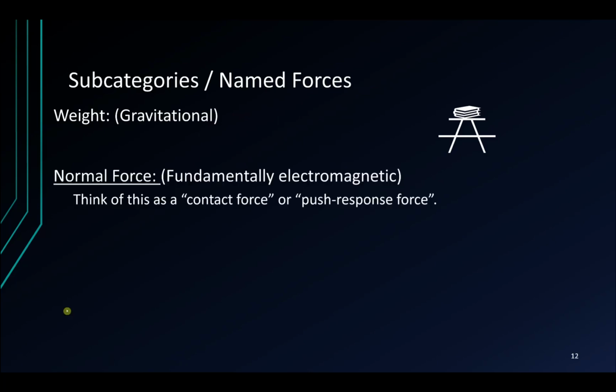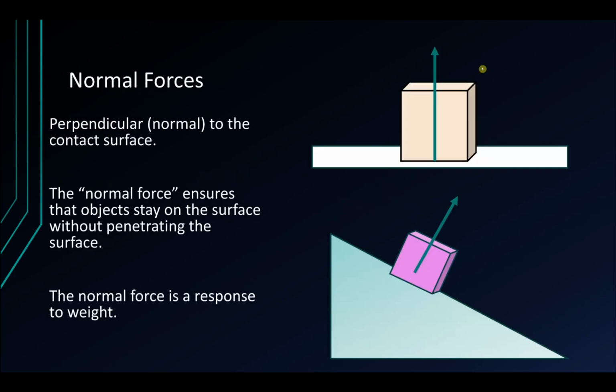The next force is going to be a kind of response force. It's a contact force, and this is going to be called our normal force. So if we have this book sitting on a table, this book has a force of gravity that's pulling it down, but there has to be some force coming from the surface of this table that stops this object from moving down further. That force is going to be the normal force, or the response force. Whenever an object is in contact with another object, there's going to be a normal force between them. So this normal force is always going to be perpendicular to the contact surface.